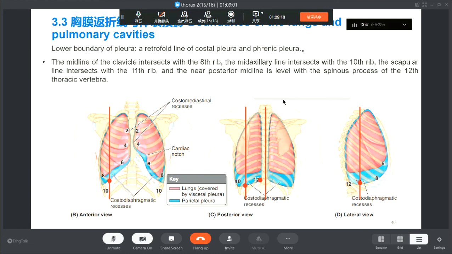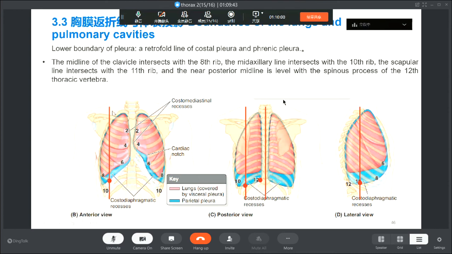The lower boundary of the pleura is the reflection line of the costal pleura and the diaphragmatic pleura. It is at about the eighth rib in the midclavicular line. This picture shows the ribs: this is the second rib, and this is the third, fourth, fifth, sixth, seventh, eighth, ninth, tenth.